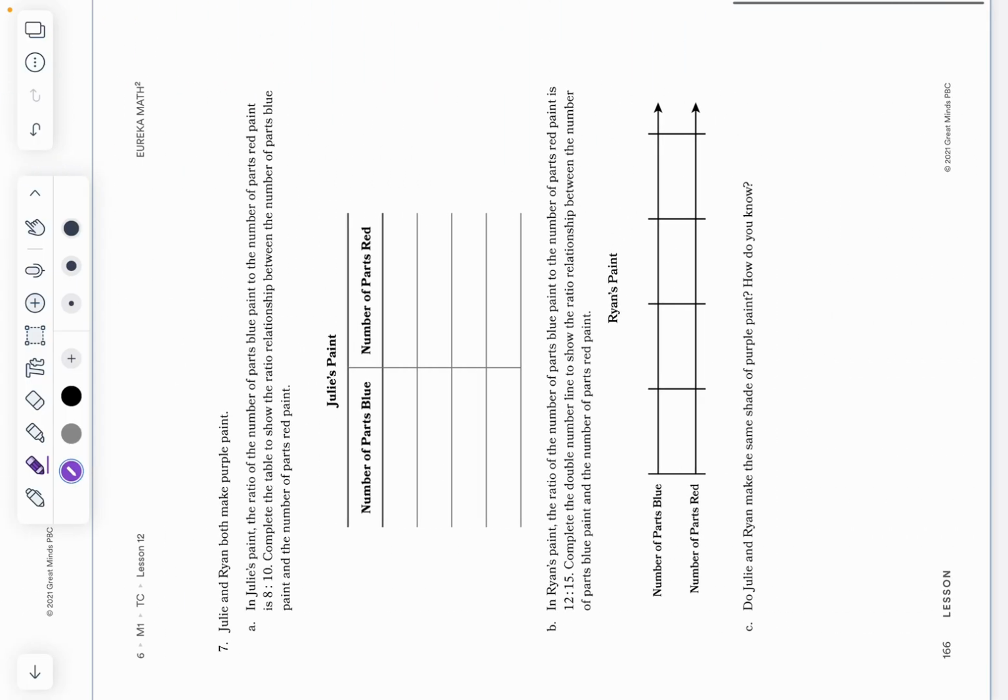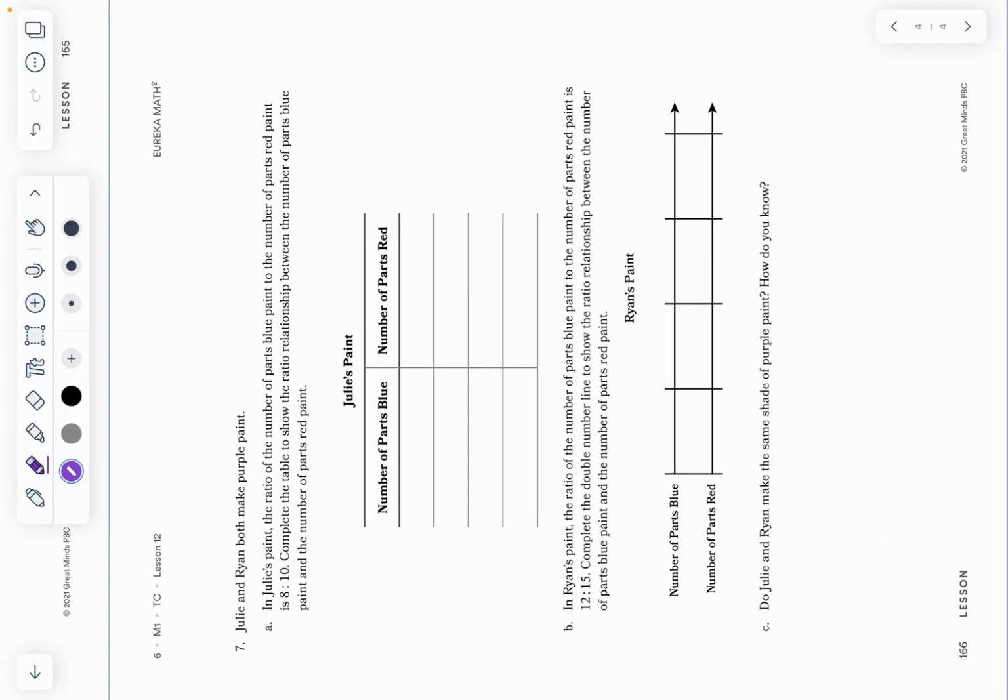All right, so that means that they are not equivalent ratios. Look at number 7. Julie and Ryan both make purple paint. In Julie's paint, the ratio of parts blue to parts red is 8 to 10. So I'm going to go ahead and put that in the table. Hers is 8 parts blue to 10 parts red.